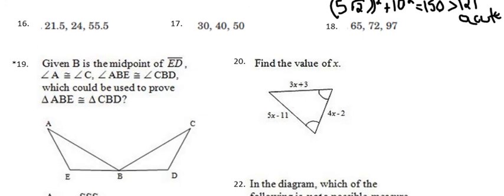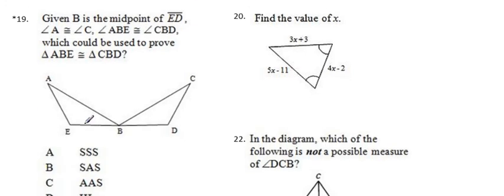Okay, number 19. Given B is the midpoint of E to D, so that means that this side equals this side because this is the middle, cuts it in half. Angle A is congruent to angle C. Angle ABE is congruent to CBD, which could be used to prove ABE is congruent to CBD.